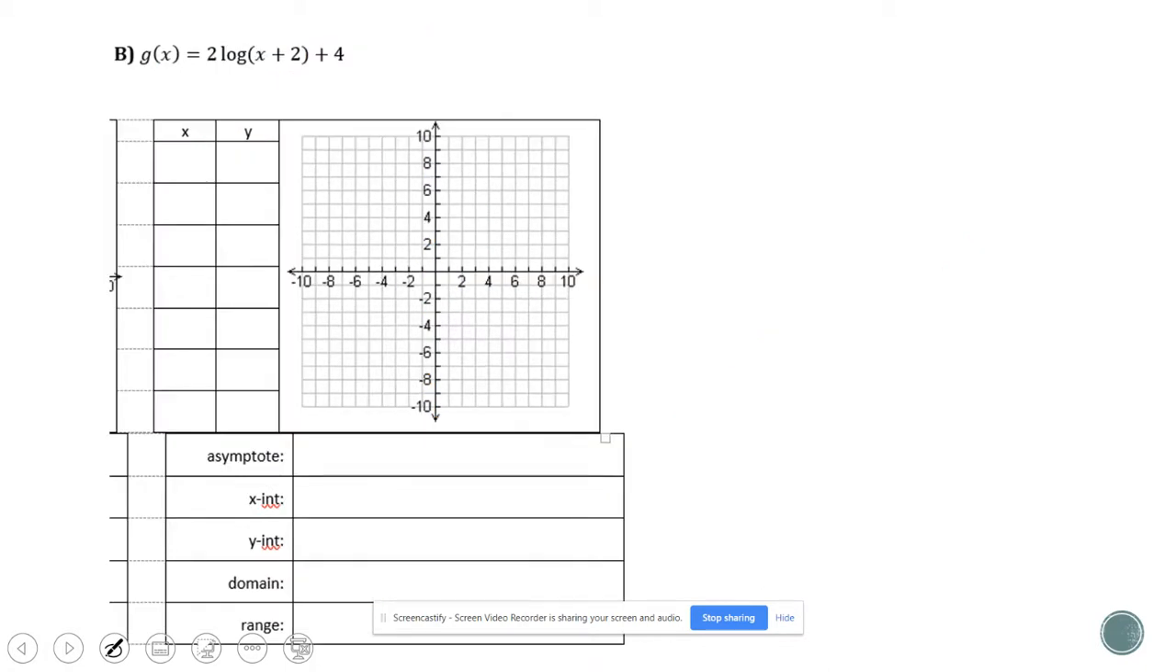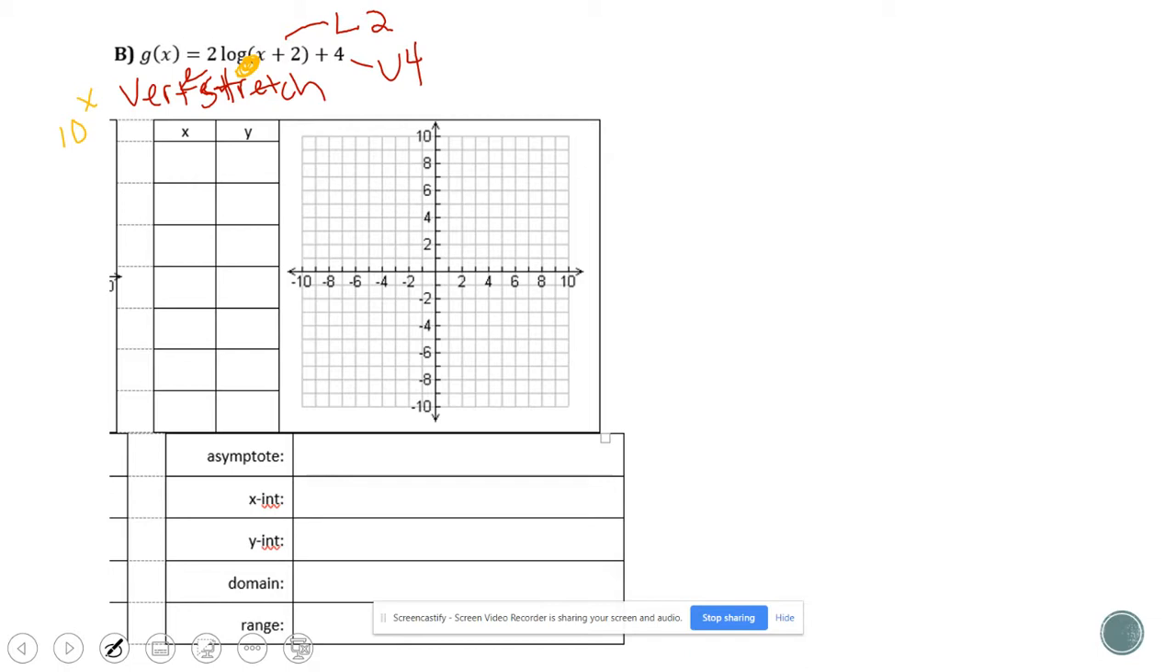Example B. We have a vertical stretch, left 2, up 4. Well, I have an issue though because there's no base listed right here. What do we talk about that a base always is if it's not listed? And that is, it's a base 10.